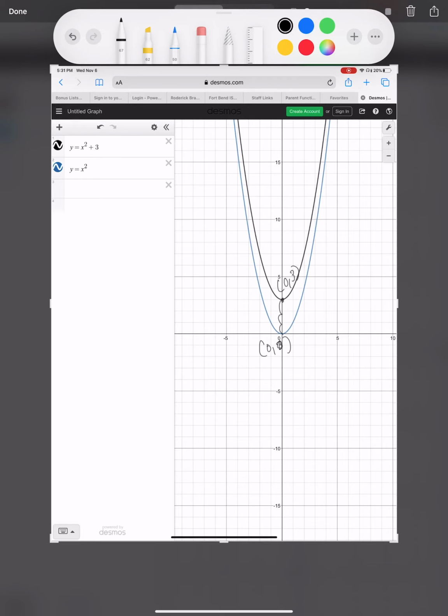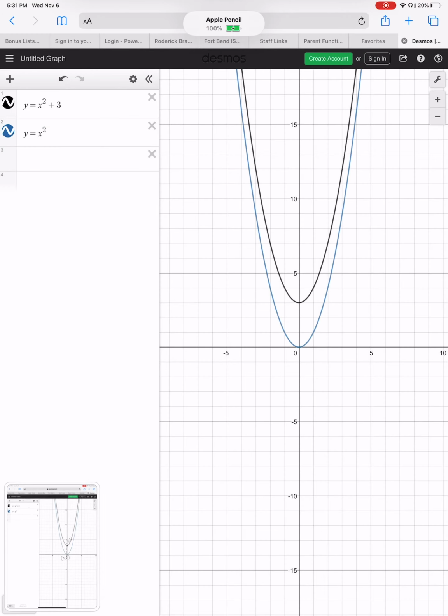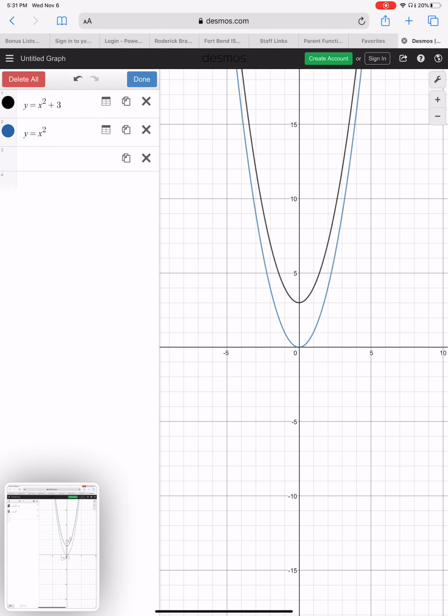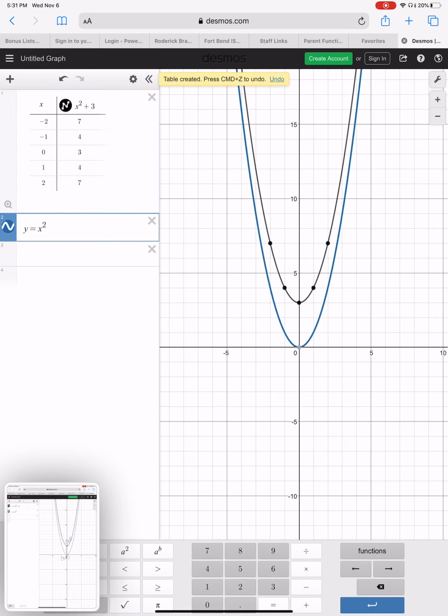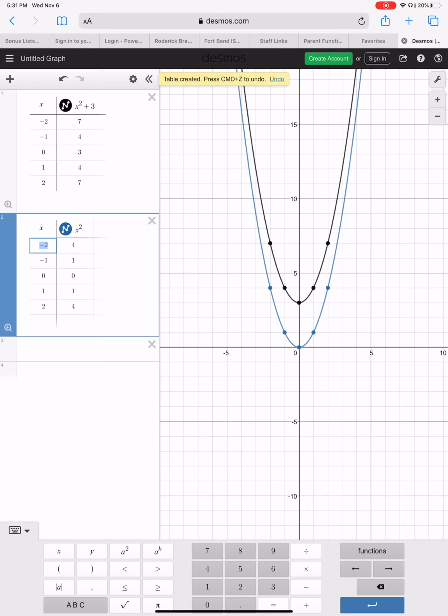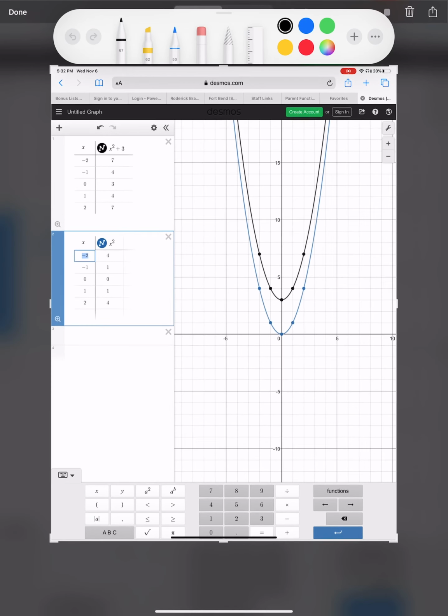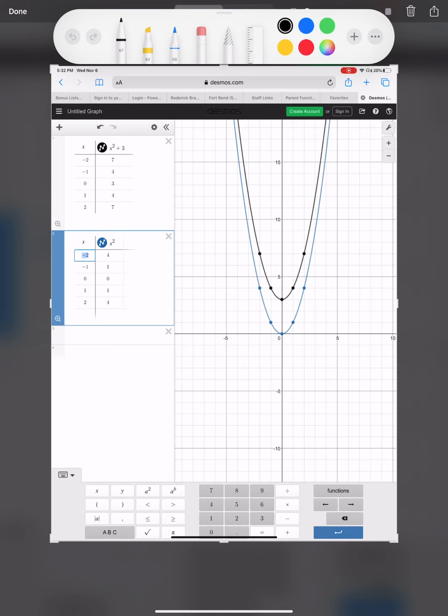All right. And if I look at the table of each one, let me go back to the page here. If I click on the table for this one and click on the table for this one, you see that the x squared table is at the bottom. All of the x values are the same: -2, -1, 0, 1, 2 on our table. But the y values are different.